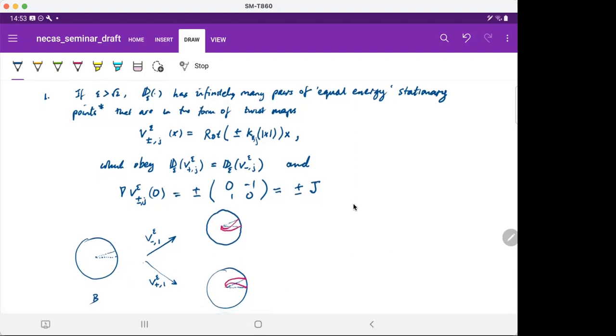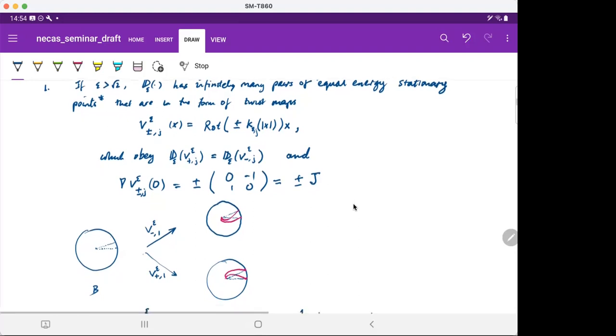what happens. So these maps have equal energy. So for any given epsilon and j, if you fix epsilon and j, and you just compare the energies of, say, V plus and V minus, you find that they're the same. And moreover, you find that the gradients of these maps obey the following conditions, so that the gradient at the origin, which exists in the classical sense, is either plus j or minus j. So it's either a rotation pi/2 clockwise or pi/2 anti-clockwise, according to whether it's minus or plus.